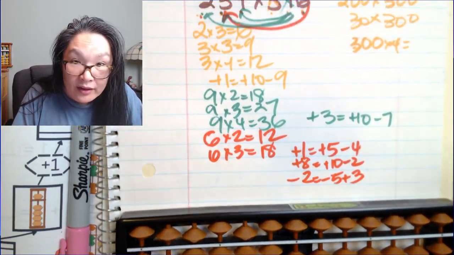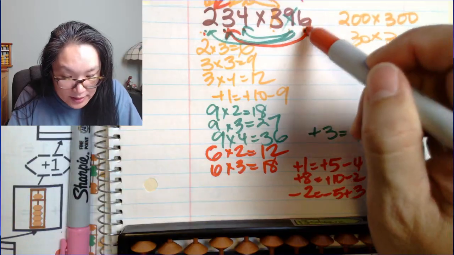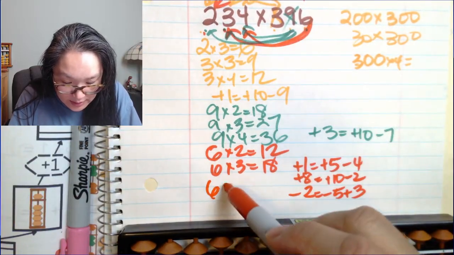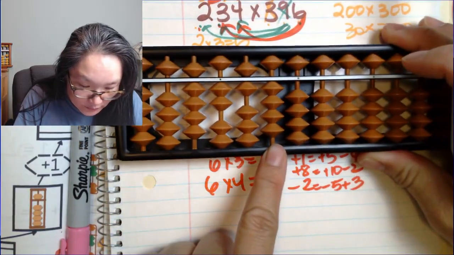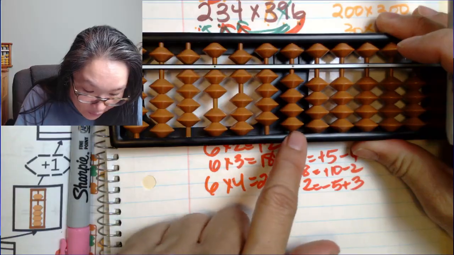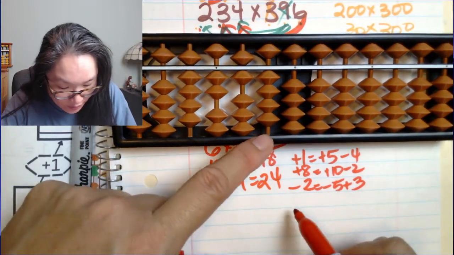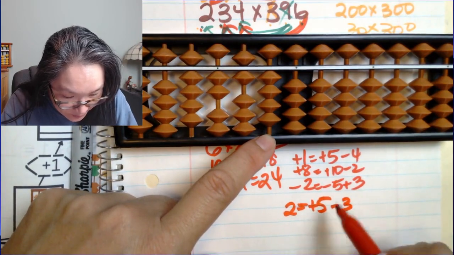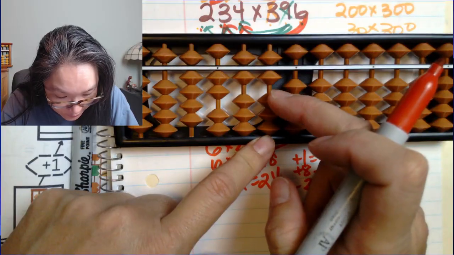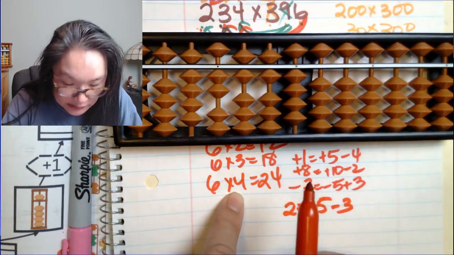And then my final question is 6 times 4. 6 times 4 is 24. So I add my 2, I add my 4. I add 2. We know how to add the 2. So it's 2 is equal to plus the 5 minus 3. So I plus the 5, take away the 3, and then I add my 4.